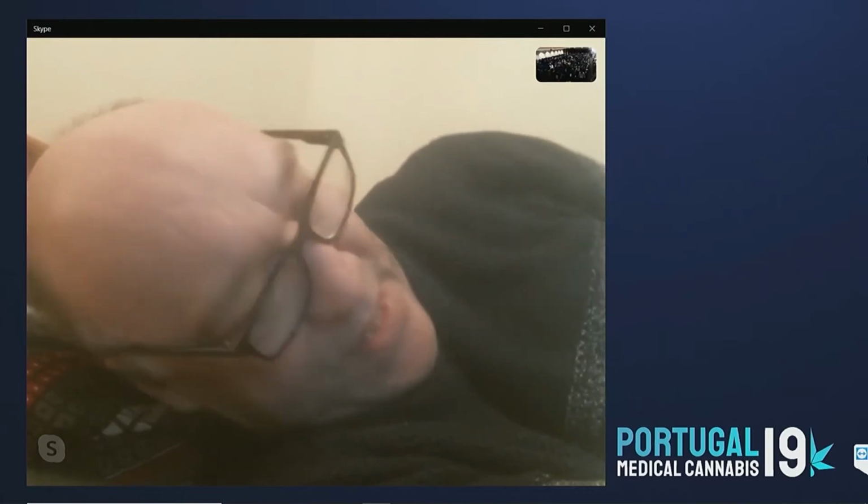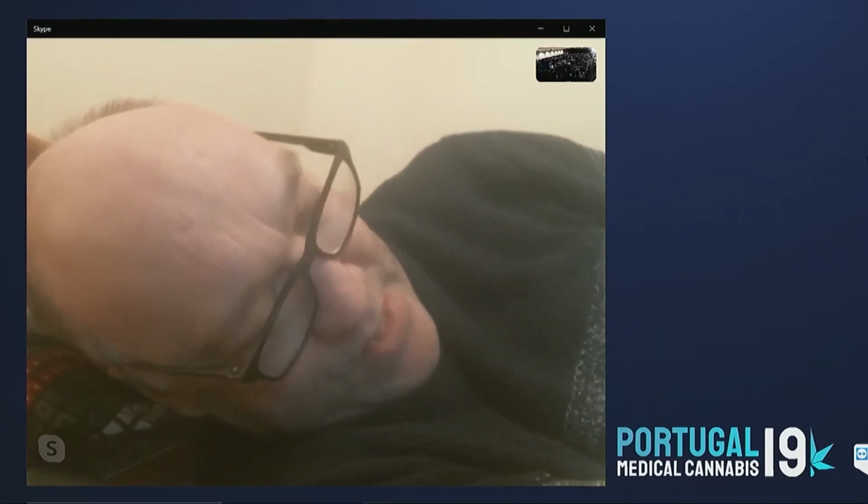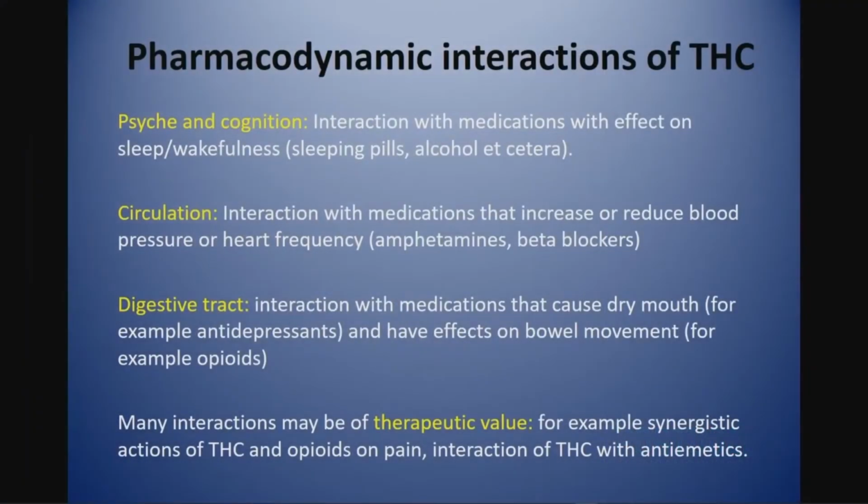Some effects on the digestive tract, for example, interactions with medications that cause dry mouth, for example, tricyclic antidepressants. And there may also be some effects on bowel movements because THC may reduce bowel movements a little, only a little, not in the amount of opioids, but a little.